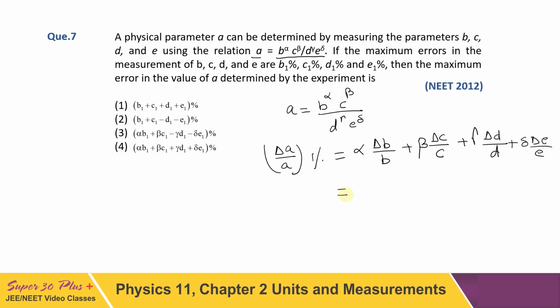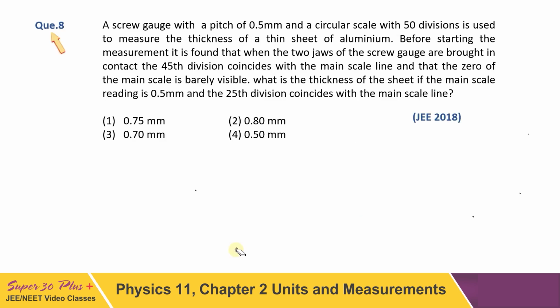These values are provided. These are all in percentage. Delta B by B in percentage is B1%. So it is alpha B1 plus, similarly we can write all the values, beta C1 plus gamma D1 plus delta E1. This much percentage. Which option is correct? As you can see here, option number 4 is correct. Now move to question number 8.